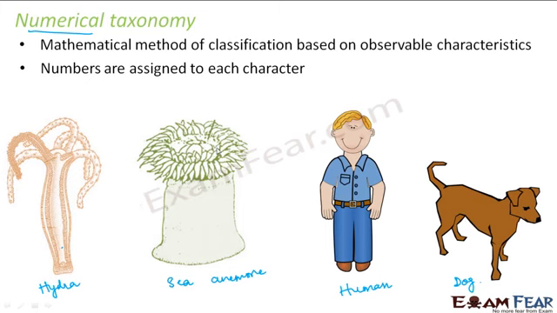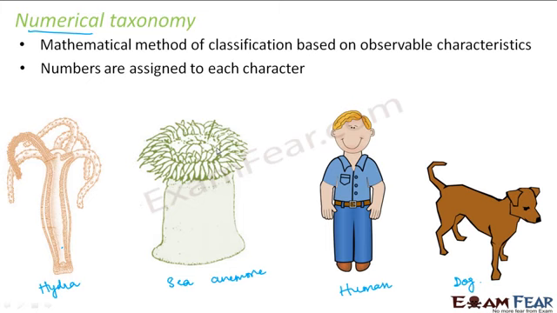But in numerical taxonomy, for each and everything, we will assign some numbers. For example, if you consider hydra, their habitat will be assigned one number. Their body structure, maybe they have radial symmetry, will be assigned one number. They are invertebrates, they do not have a vertebral column, so for that one number will be assigned. Their nutrition and all other things, everything will be given one number. Similarly for sea anemone, human, and dog, and then we will start matching those numbers.